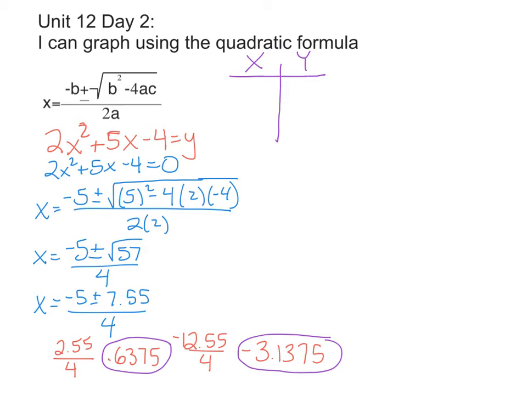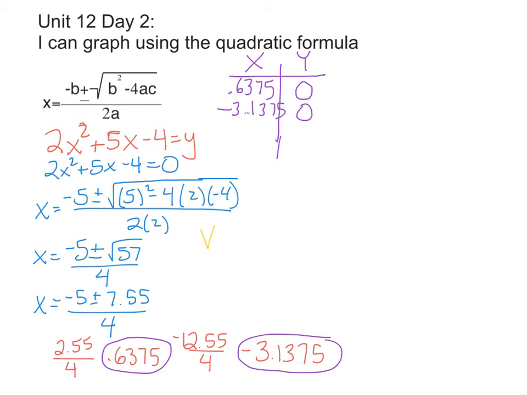Our first two zeros are those same values we found. Okay, so 0.6375, negative 3.1375. Sorry, that's hard to see. Okay, and then we're going to get the vertex, which hopefully you remember.